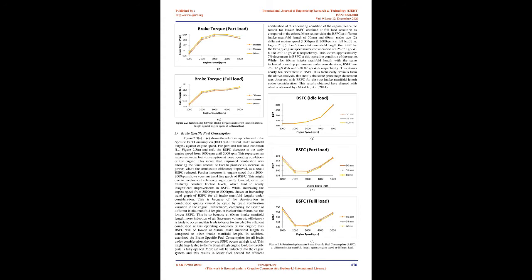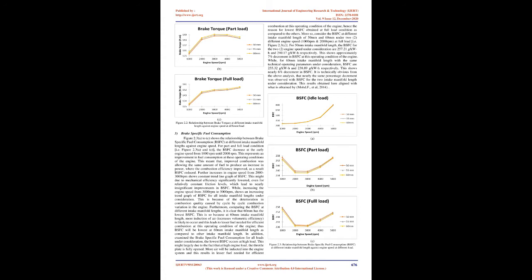In furtherance, comparing the brake torque at different intake manifold lengths, it is clear that 60 mm has the highest BT. This is so because an increase in engine speed increases the burning velocity and combustion temperature during the combustion process, and this leads to an increment in BT. More so, examine the brake torque for all load conditions under consideration. The highest BT occurs at full load.